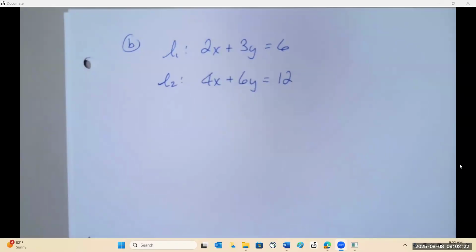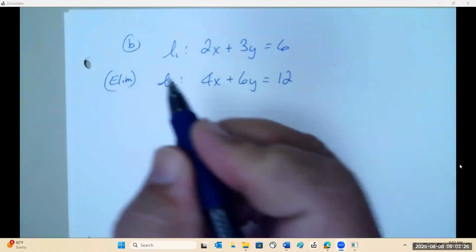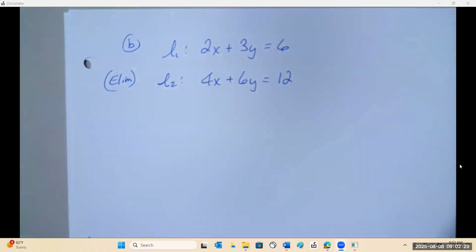Okay, we'll use elimination. So for elimination, what do we have to have? Same coefficient, but different sign. Yes, you have to have the same coefficient, but opposite. Same number, different signs. So which line do you want to change? Line 1 or line 2? And how?